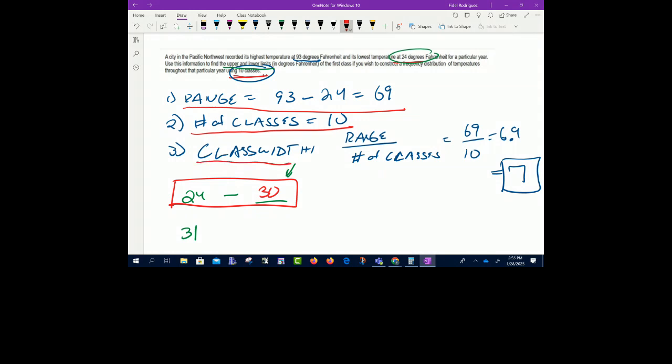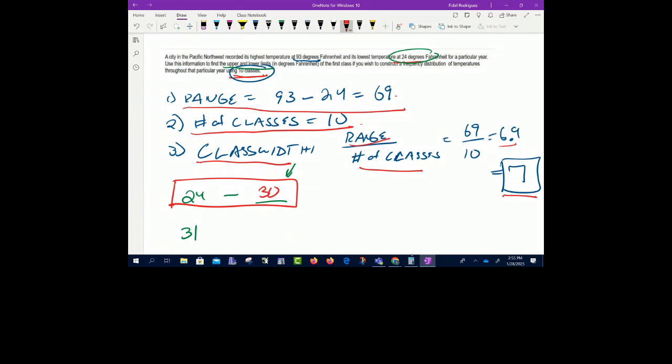The way we find the class width is we take the range divided by the number of classes. So we took 69 divided by 10, which gave us 6.9. We always round up. One thing I want to mention: I know we got 6.9, but had we gotten 6.2, we still would have gone to 7, because it's always rounding up to the next whole number.